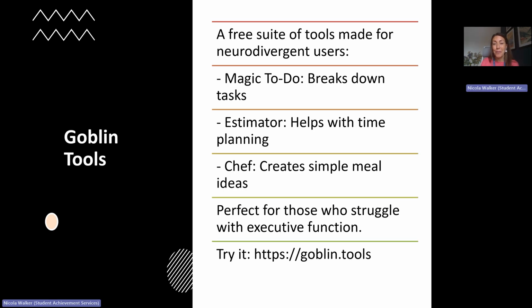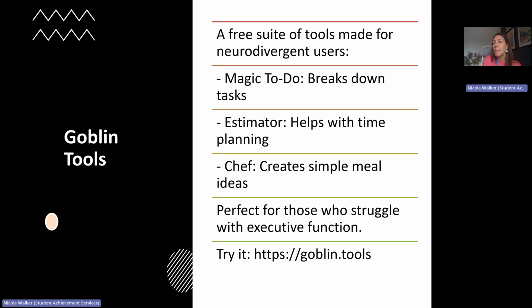Okay, this is another one of my favorites. It's called Goblin Tools. This is free, so a free suite of tools made specifically for neurodivergent users. But like I say, I think anyone can really benefit from this.